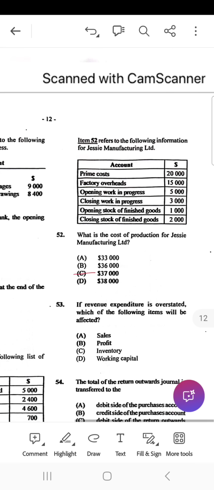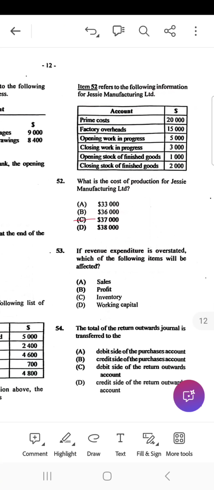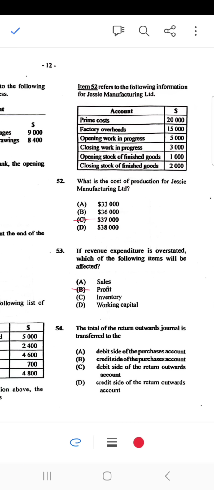Number 53. If revenue expenditure is overstated, which of the following items are affected? So you subtract your revenue expenditure or your expenses to calculate net profit. So if your expenditure is increased, that's going to reduce your net profit. So your profit is what will be affected.